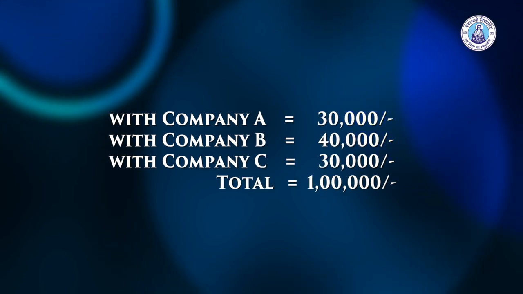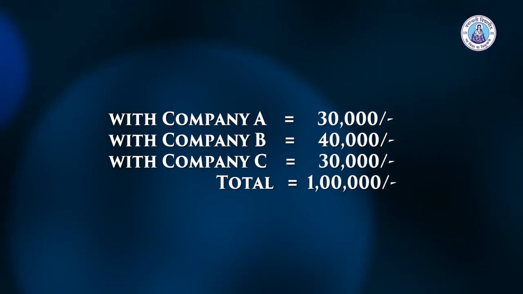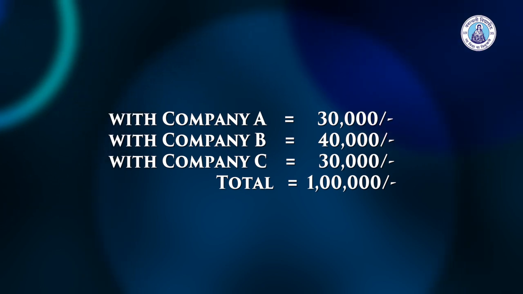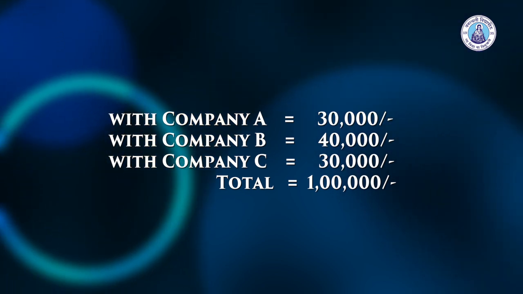Let's now understand the concept of ratable proportion with the help of an example. Mr. P gets his building insured from three different insurance companies, whereby the sum assured from each company is: with company A 30,000, with company B 40,000, and with company C 30,000. Total insured is rupees 1 lakh. Let us assume that due to fire, Mr. P suffers a loss of rupees 60,000.